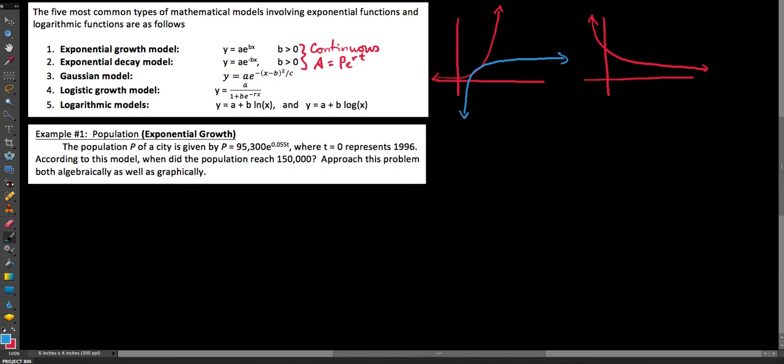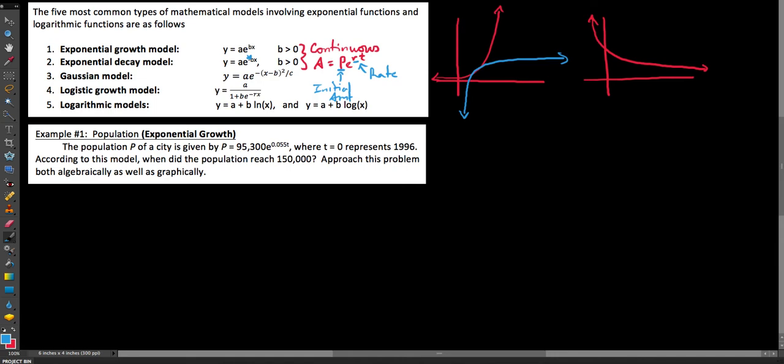And in terms of the values of importance here, the only two values we tend to look at are our initial amount, or our amount at time 0, and our rate, which we tend to write as a decimal. So the difference between them is that a negative rate is going to cause this to be decay if you see a negative there on our rate.